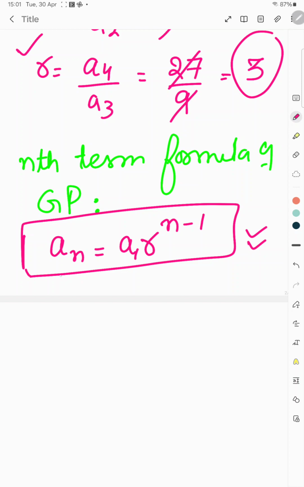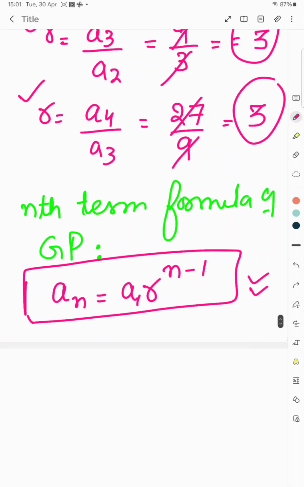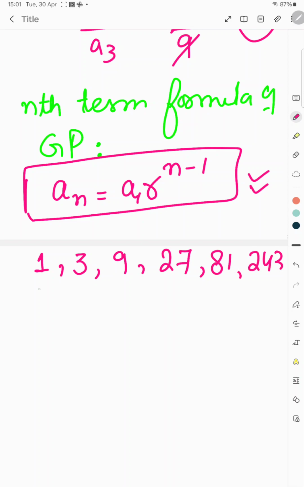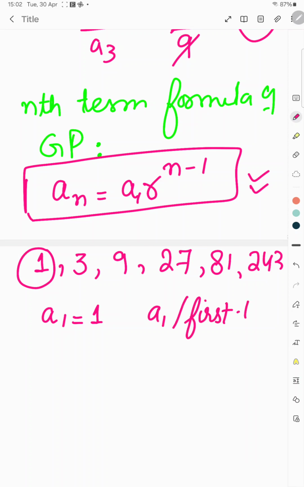Now in this formula, what is an, what is a1, what is r, what is n? Now I will show you what these things are. Students, here I will write the sequence again: 1, 3, 9, 27, 81 and 243. In this sequence the first term is a1. a1 is equal to 1. So a1 always represents the first term of the sequence.